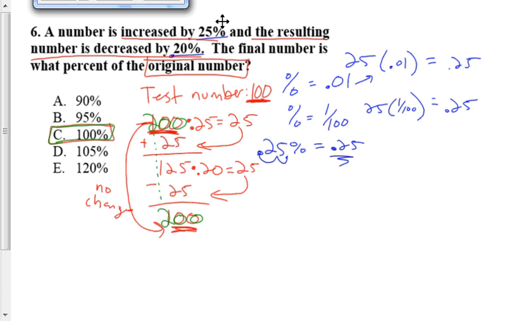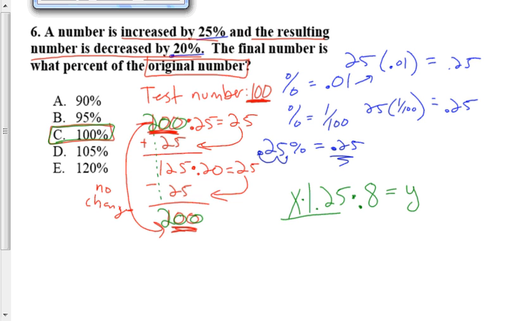Another way to look at it is a purely algebraic way. So without a test number, you could call your original number x. I'll do this in green. If you're increasing it by 25%, that means that your new number is going to be 125% of what it used to be. So you can multiply x by 1.25. Once you get that, you're going to multiply it by a decrease of 20%. If you're decreasing 20%, that means your new number is going to be 80% of what it was. So that's 0.8.